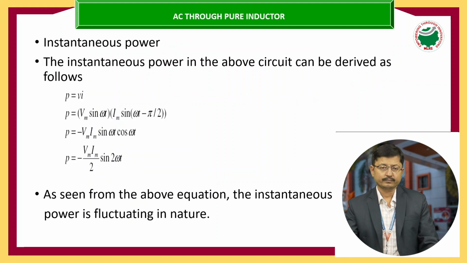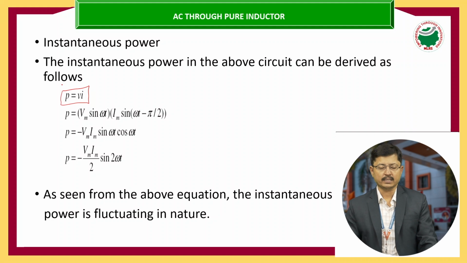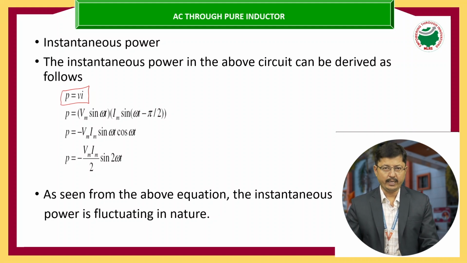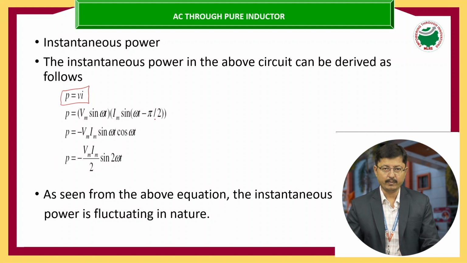Coming to the power: instantaneous power and average power. First we will see the instantaneous power. We define the instantaneous power as P. All instantaneous quantities we represent in small letters, so p equals v into i, where v, from expression 1, is Vm sin omega t, and from expression 2, i is Im sin(omega t minus pi by 2).